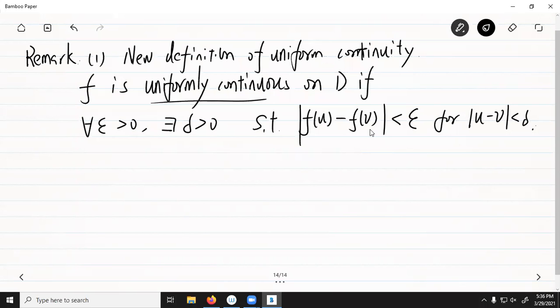This is the new definition. From your homework, in 3.3 or 3.4, I noticed that some students were already using this definition to prove uniform continuity, not using the definition from the sequence. That's okay because it's true. Some students already using this definition.